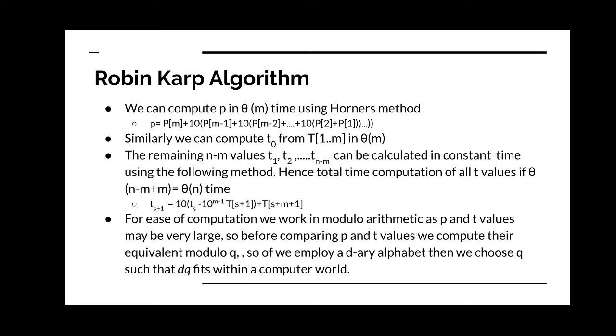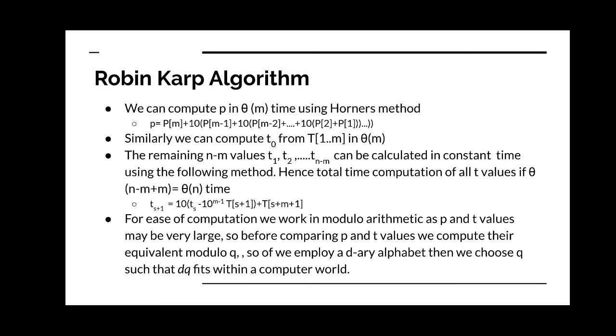And similarly, for ease of computation, we work in modulo arithmetic as p and t values may be very large. So before comparing p and t values, we compute their equivalent modulo q. So if we employ a d-ary alphabet, then we can choose q such that dq fits within the computer word.